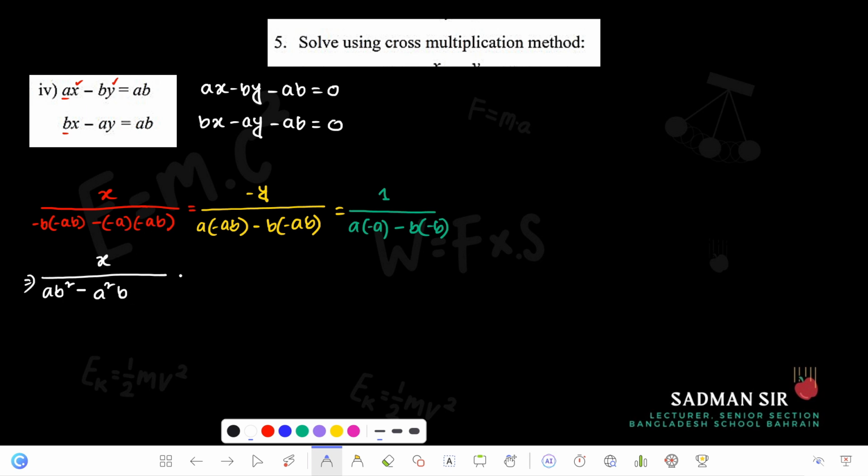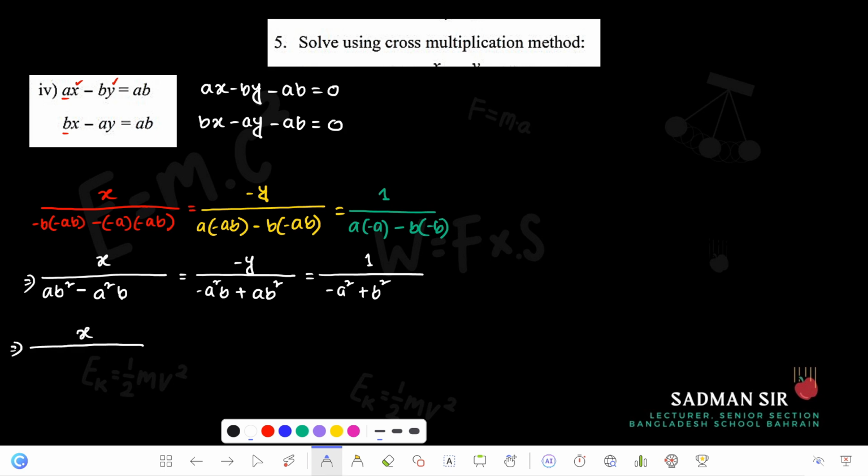Okay, and then equal to, we have minus y divided by a into ab, that is minus a square b, minus minus plus, so plus a b square. Then it will be equal to a into a, minus a square, minus minus plus, so it will be plus b square. Okay.